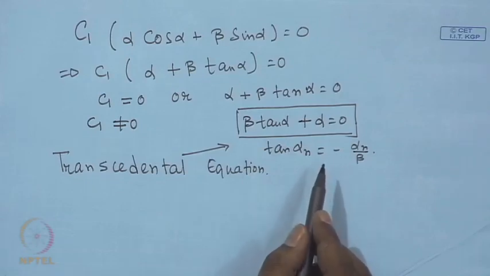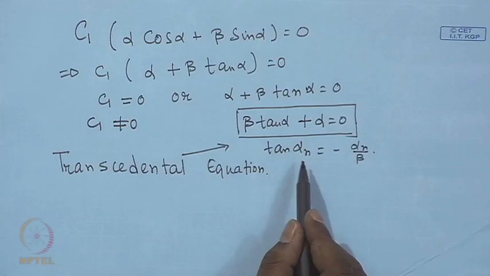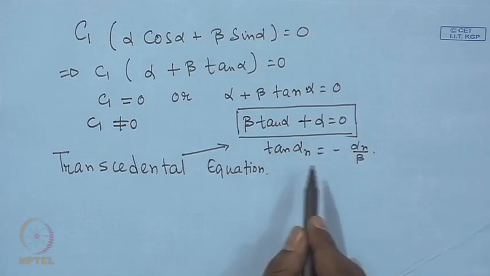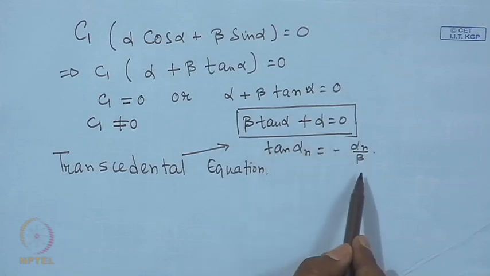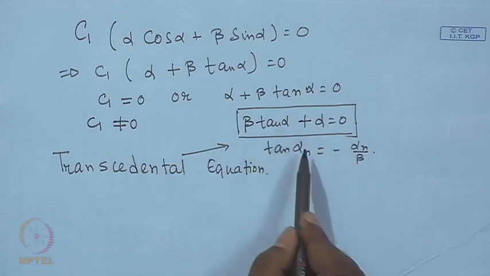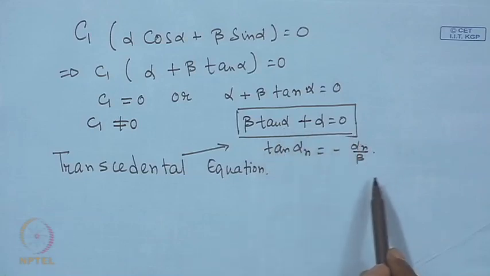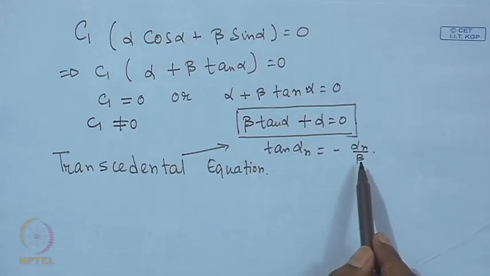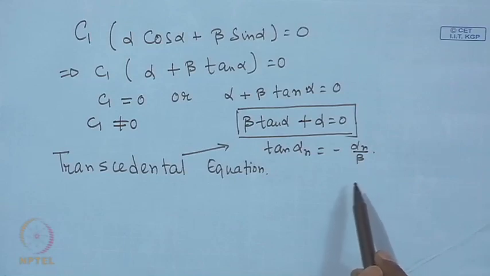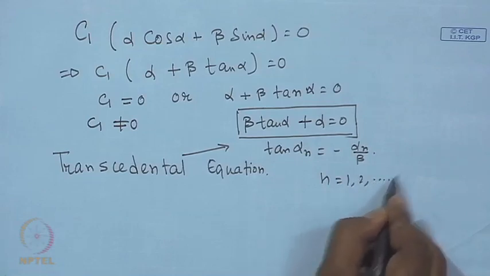Now, unlike the previous two cases, where we had an explicit solution for alpha n, in this case we will not get an explicit solution for alpha n. We will get a transcendental equation in this form. Again, this equation tan alpha equals minus alpha by beta will have n number of roots, depending on the value of beta, and the index n runs from 1, 2, 3 up to infinity.